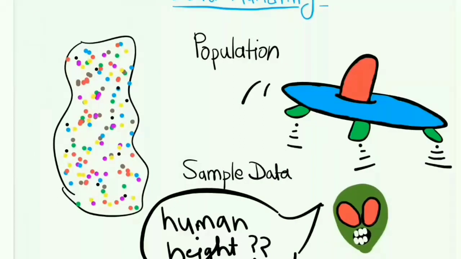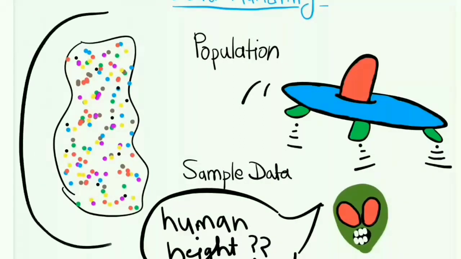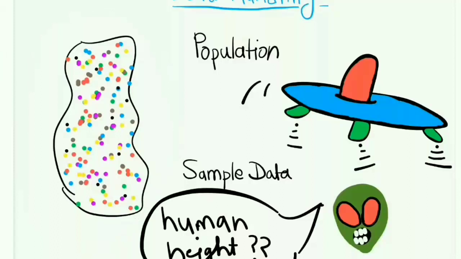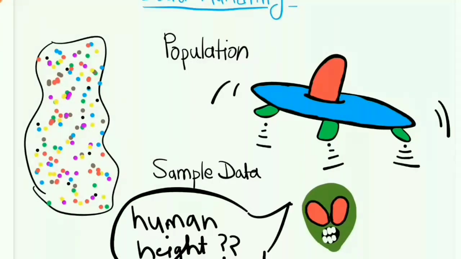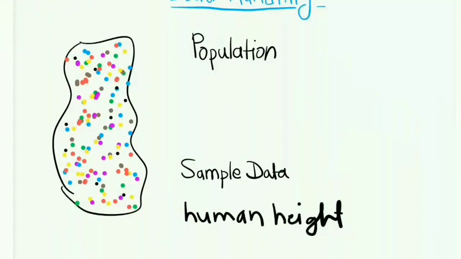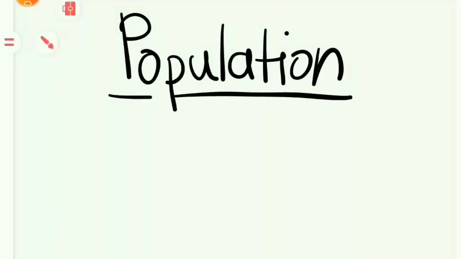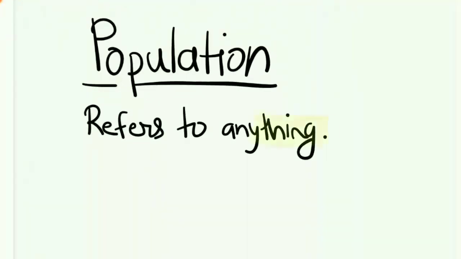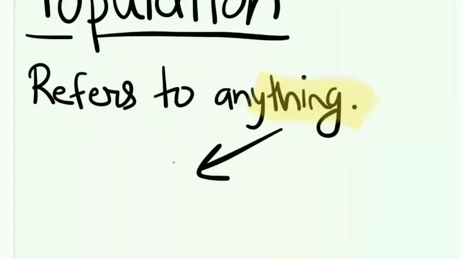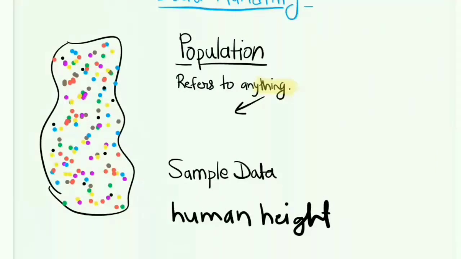So let us assume that this is the complete population of the earth. Now we'll remove the alien and spaceship out of the picture. Now this complete collection of height of all the human beings on earth is called population. Now this population can refer to anything. When I'm saying anything, I literally mean anything. That means this thing can refer to, in this case, human height.